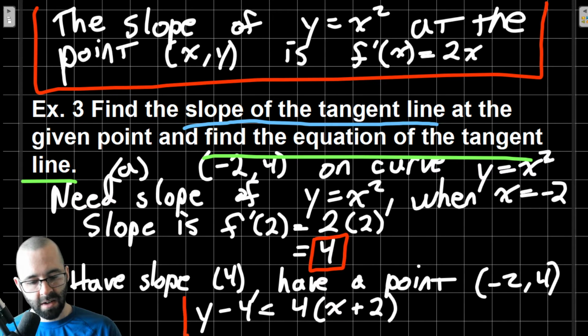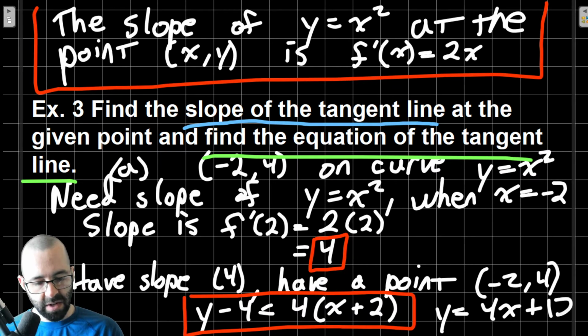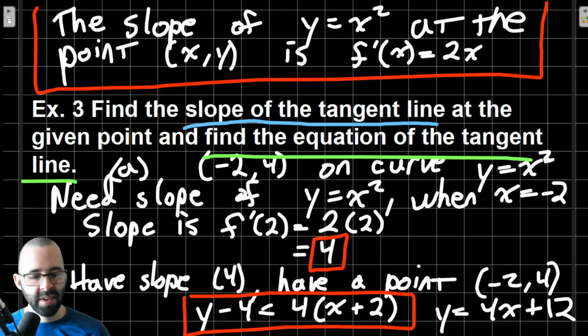So there we go. That's the equation of our tangent line. And if you wanted to rearrange it, you don't have to, but if you did take some steps and rearrange it and solve for y, you'd get y is equal to 4x plus 8 plus 4, I believe, is plus 12, is what you get if you solve for it.